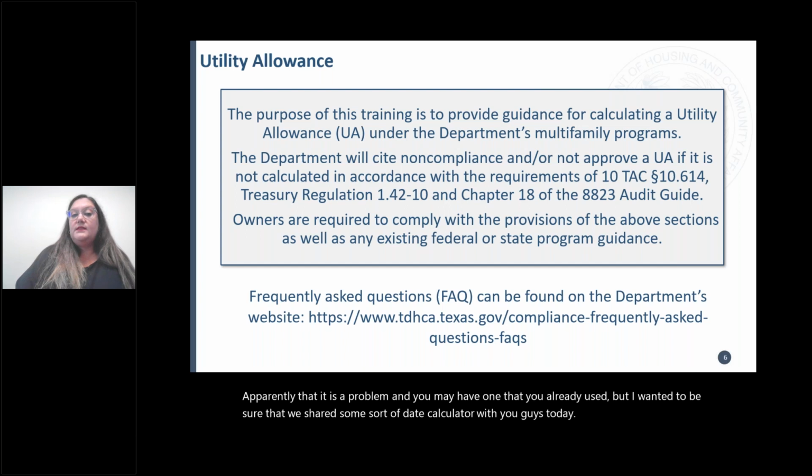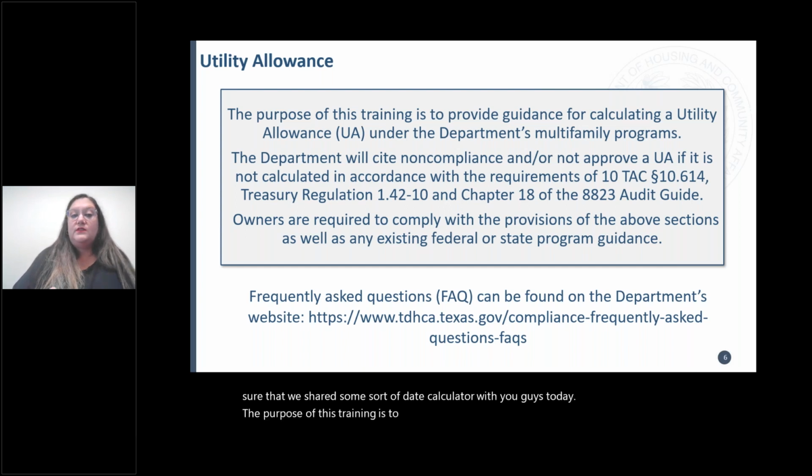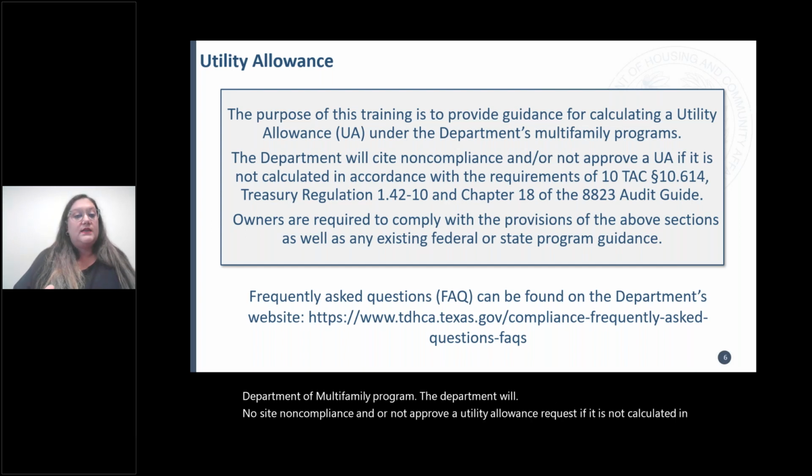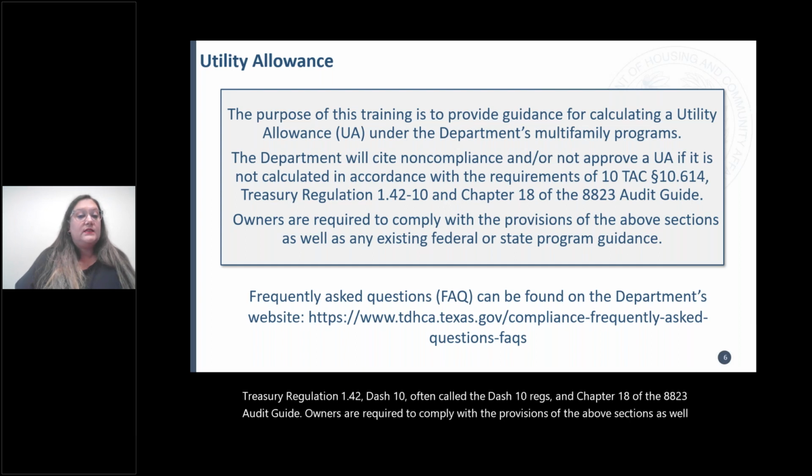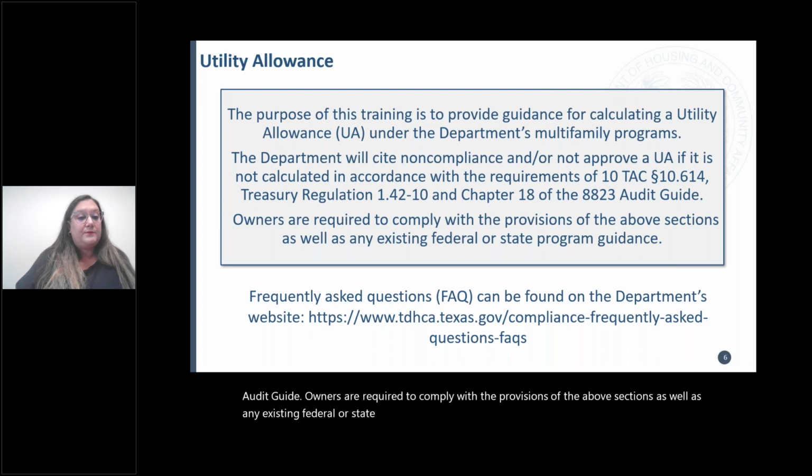The purpose of this training is to provide guidance for calculating a utility allowance under the department's multifamily programs. The department will cite non-compliance and/or not approve a utility allowance request if it is not calculated in accordance with the requirements of Tex. Gov't Code Section 10.614, Treasury Regulation 1.42-10, often called the -10 regs, and Chapter 18 of the 8823 Audit Guide. Owners are required to comply with the provisions of the above sections, as well as any existing federal or state program guidance.